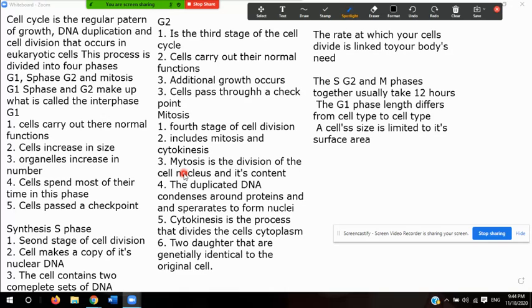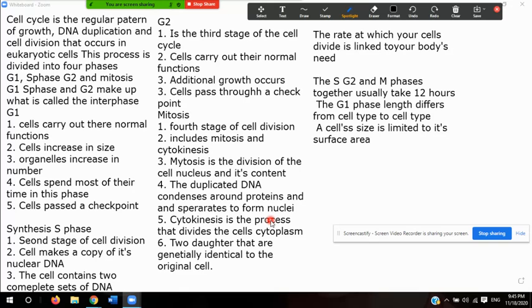So let's talk a little bit about mitosis. Mitosis is the division of the cell's nucleus and its content. In the S phase, just the DNA of the nucleus divides. In mitosis, the entire nucleus and all of the content within the nucleus divides. The fourth thing worth noticing is that the duplicated DNA condenses around proteins and separates to form the nuclei. So in mitosis, the nuclei are formed because the duplicated DNA condenses around proteins.